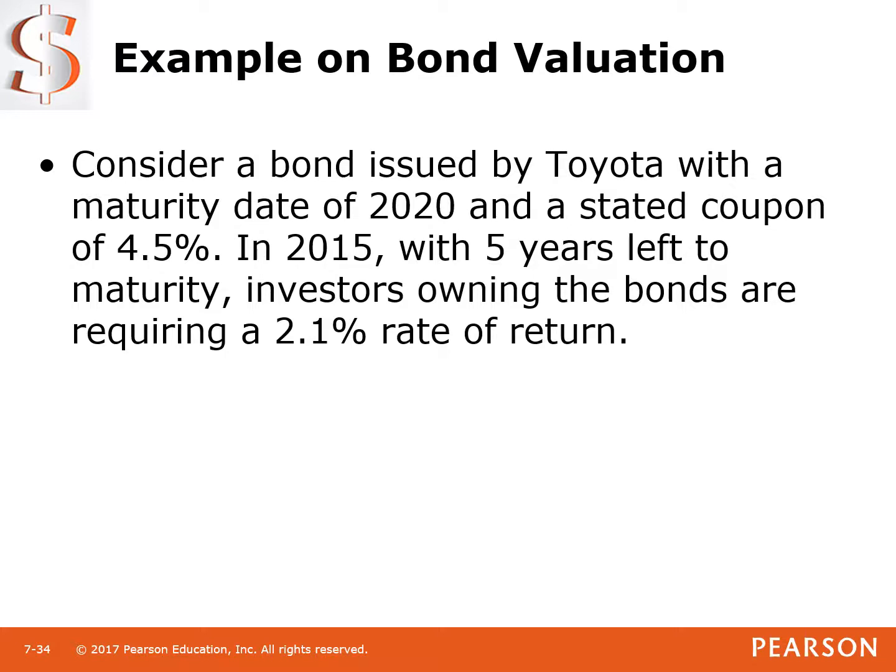So we're going to use all those components to calculate our bond. Let's look at this example. Consider a bond issued by Toyota with a maturity date of 2020 and a stated coupon rate of 4.5%. In 2015, with 5 years left to maturity, investors owning the bonds are requiring a 2.1% rate of return.